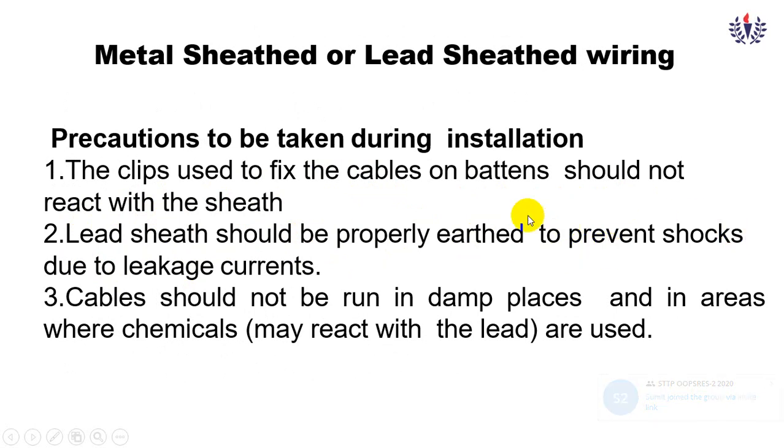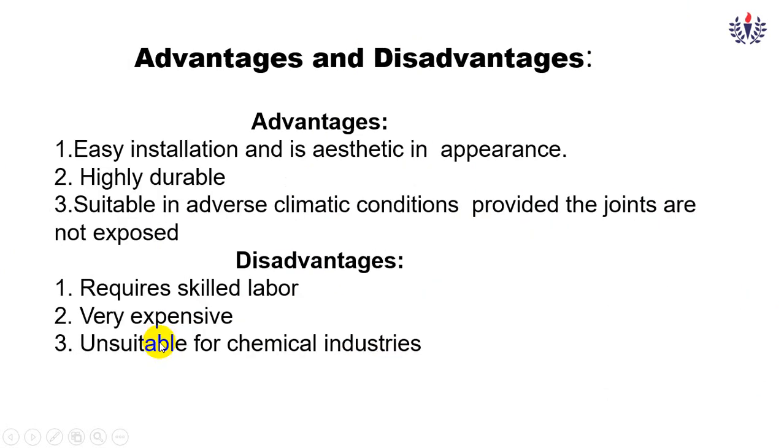In the previous case, only rubber we are using, which is exposed to sunlight, temperature, or mechanical injuries. To overcome that, we are providing a metal sheath, a lead sheath. So it is a conductor. So it should not be in contact with the electrical wires inside. So it should be properly earthed. And the cable should not run in damp places or where chemicals are there. So there we should not install them.